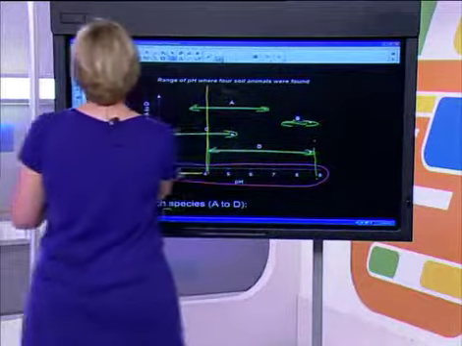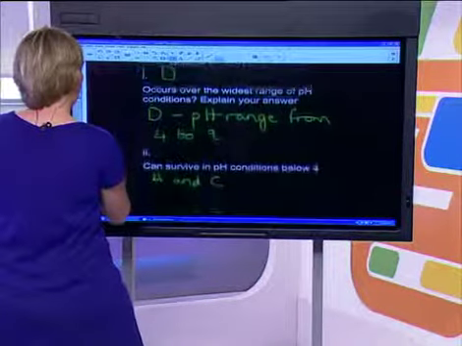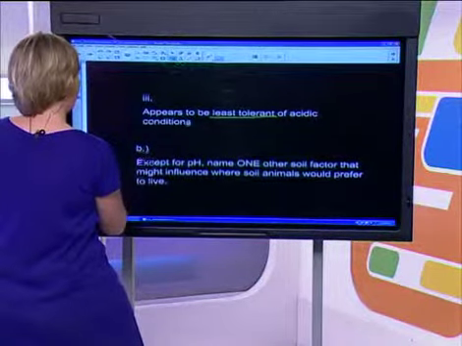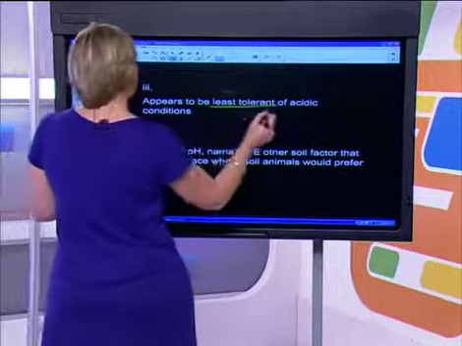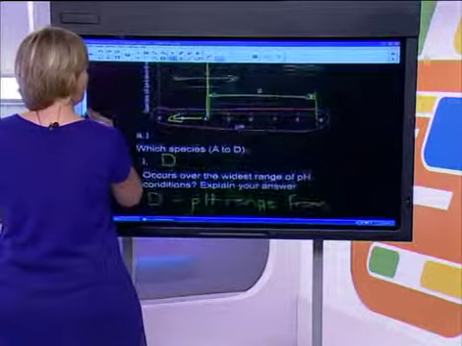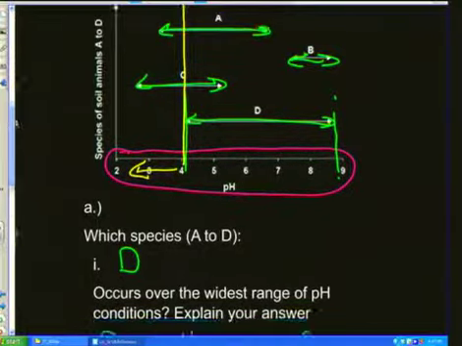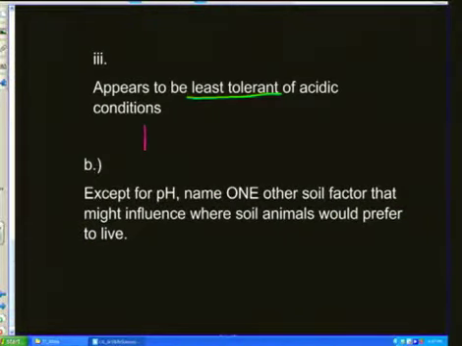So quickly, before we go to a break, because I know it's time for a break, which is least tolerant of acidic conditions? It has to be the one that's nowhere near 7, and it's going to be B.